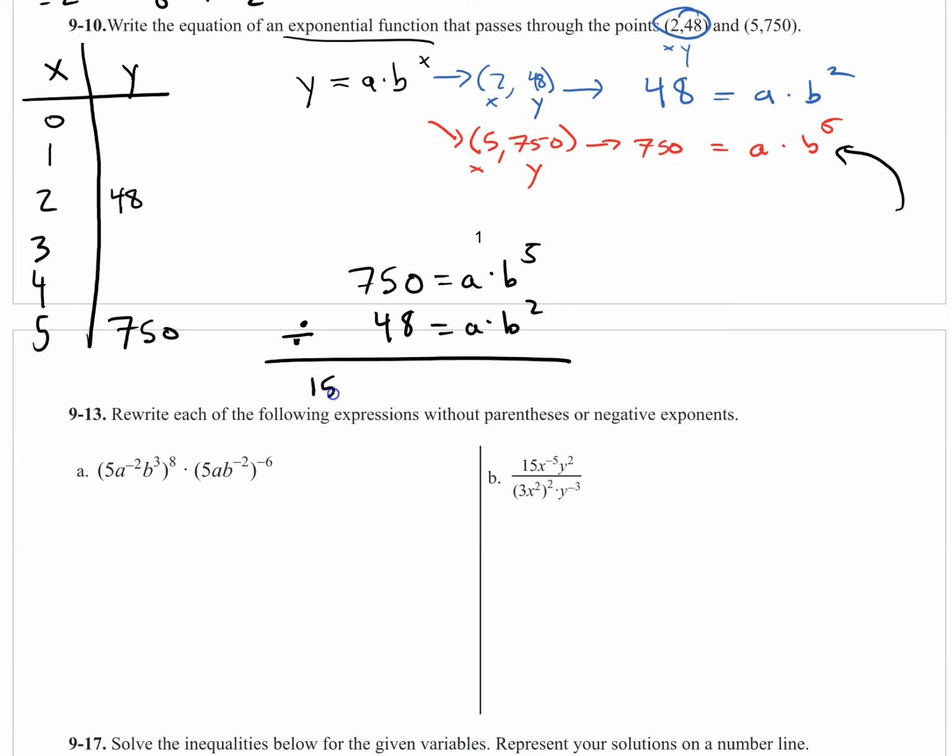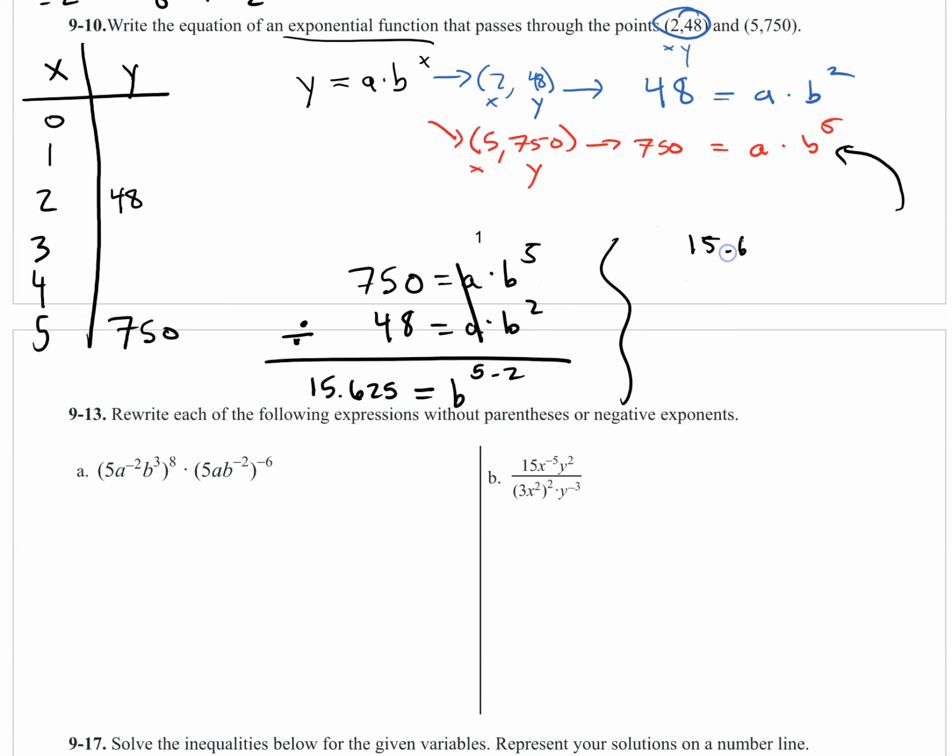That is 15.625. All right, and then we have our equal sign. And then we have a's. A divided by a, that cancels, so those are gone. And then b to the power 5 divided by b to the power 2. Law of exponents: you subtract the exponents when you divide those two numbers.